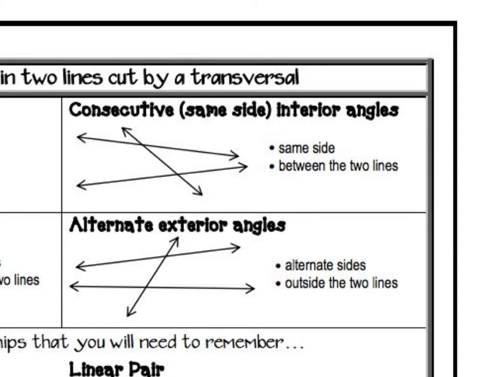If 2 things are consecutive, it means they are in order. They're like side by side each other, and so consecutive angles are side by side, so same side, and they're interior. So consecutive interior. Here's the interior.